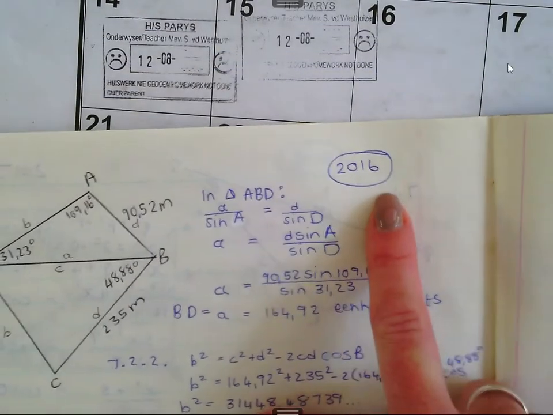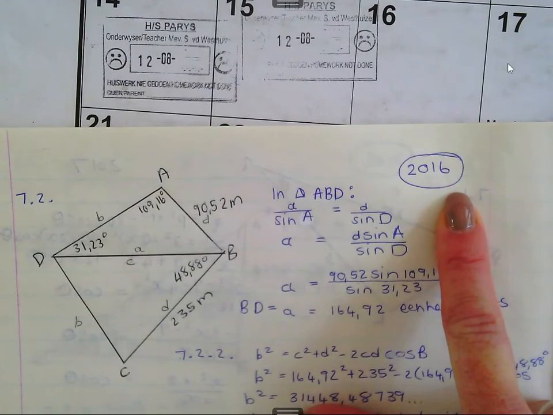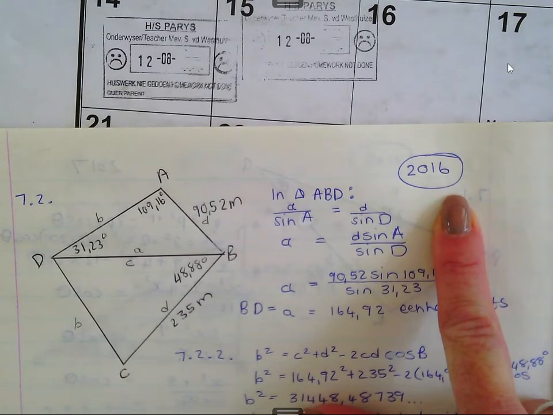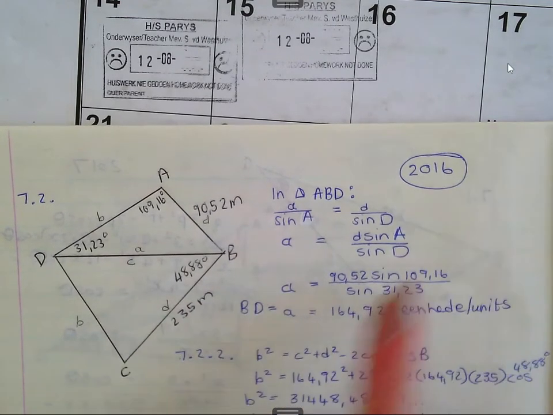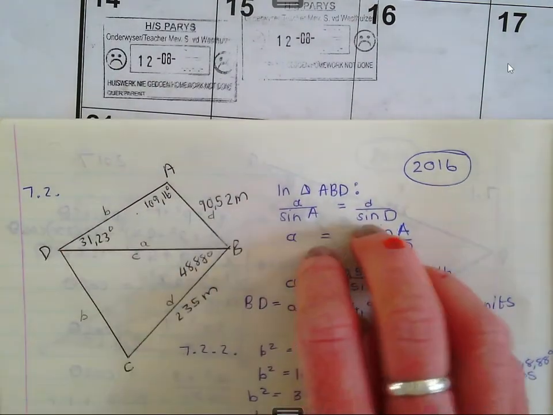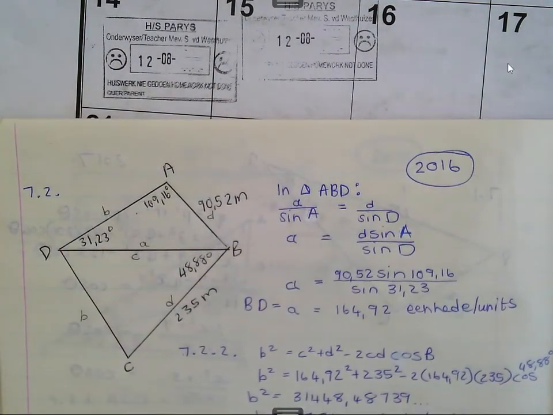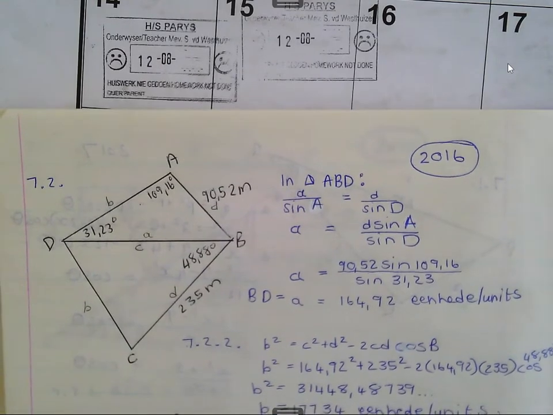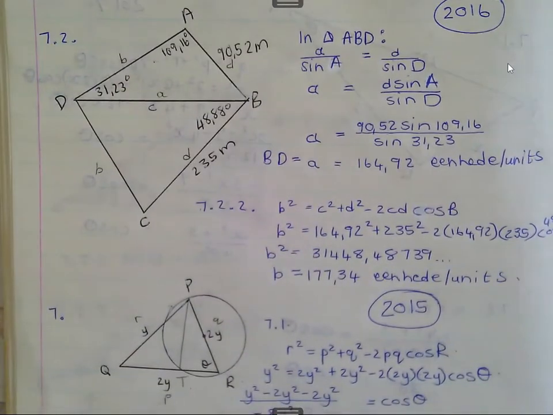And then your homework for tomorrow is going to be 2016. Only 7.2. Only 7.2. Not 7.1. 7.1 is the proof of the theorem. Okay? So 7.2, easy. It's calculate the length of this side, calculate the length of this side. Normal, cosine and sine rule. You will be able to do that.